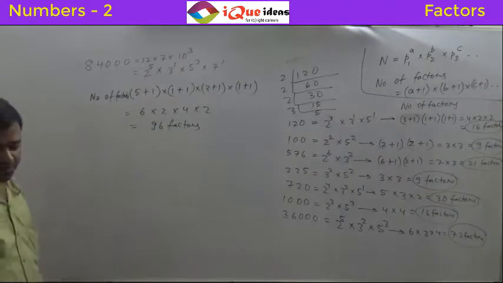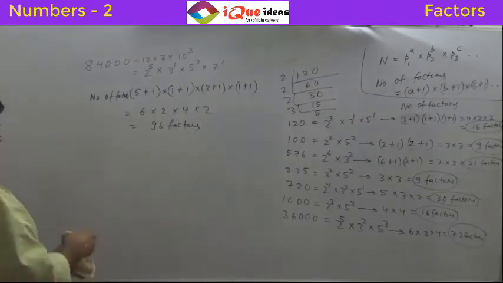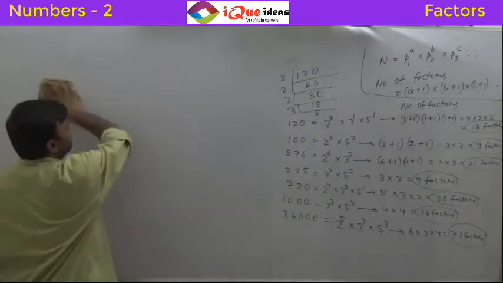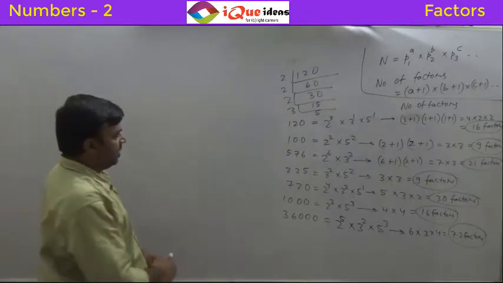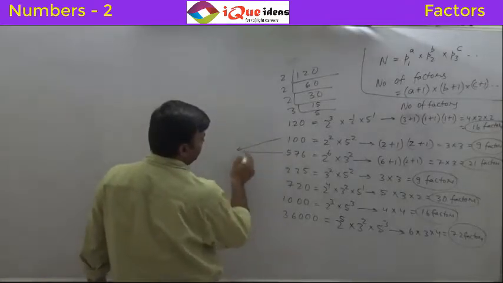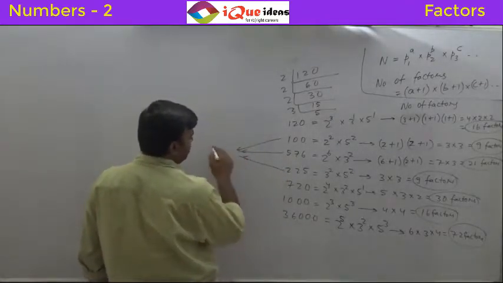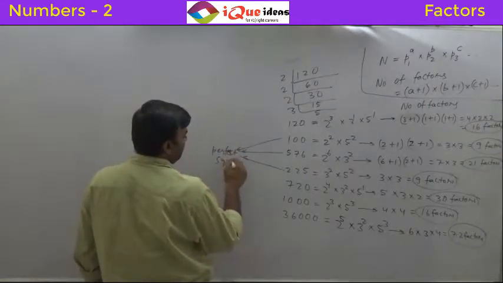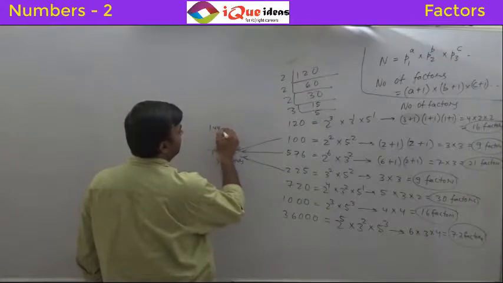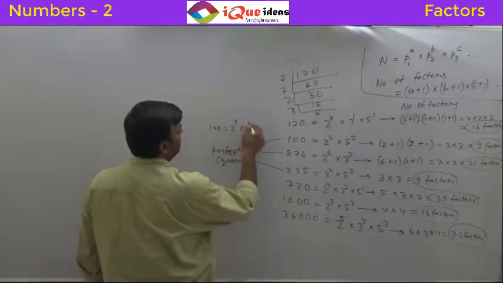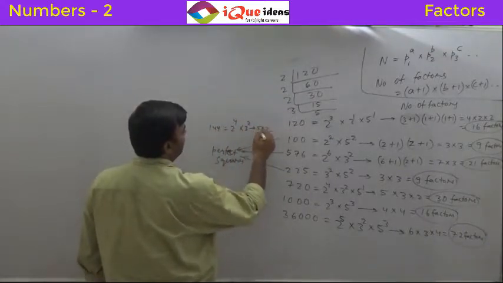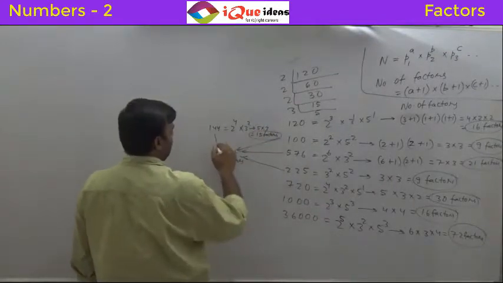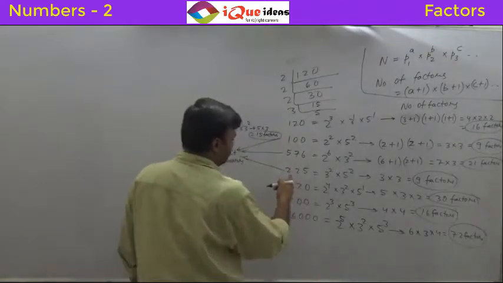Okay, now some observations. One very simple observation is, can you identify the perfect squares out of the numbers that I have given to you? Which ones are the perfect squares? 100 is a perfect square, 576 is a perfect square, 225 is a perfect square. These are all perfect squares. And earlier we had done 144, that was 2 to the power 4 into 3 square, and the number of factors was 5 into 3, that was 15 factors. What is one thing common about all of them? 144, 100, 576, 225.